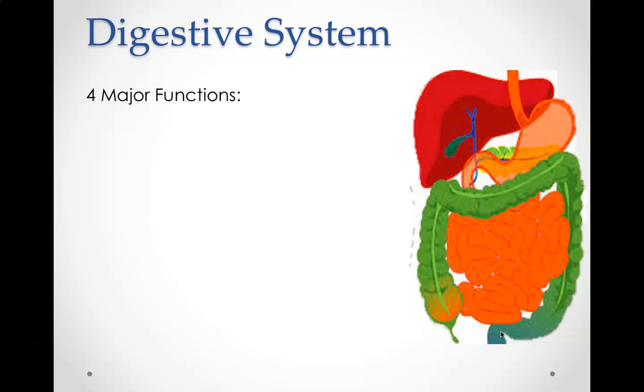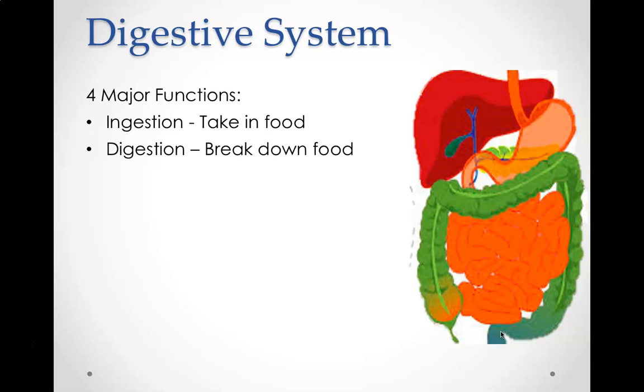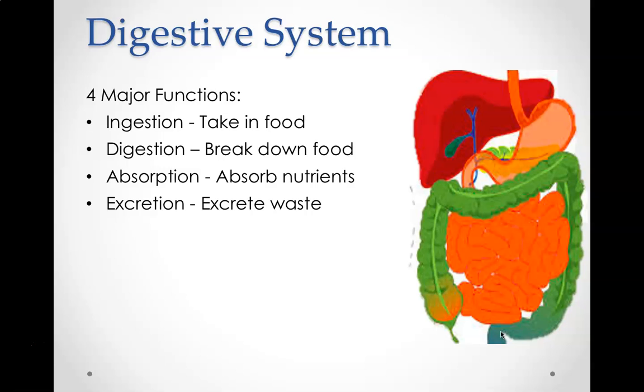So first of all, the digestive system has 4 main functions: ingestion, digestion, absorption, and excretion. And so we've got 4 things happening. We're taking in food, we're breaking down food, we're absorbing those nutrients, and we're excreting the waste.